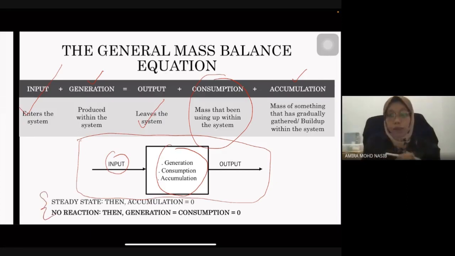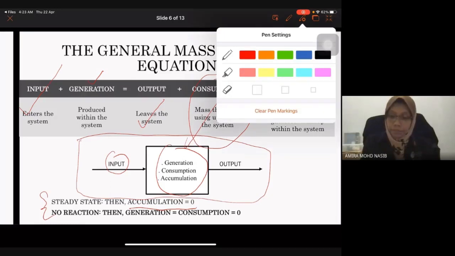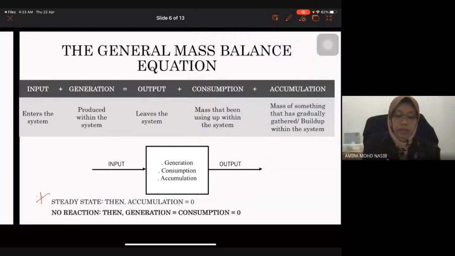If the question states that it is a steady state process, then the accumulation equals 0. I repeat, if the question clearly states that the process is steady state, then you don't have any accumulation. Steady state, no accumulation. This one is 0. And if the question states that there is no reaction at all, then your generation and also consumption become 0.